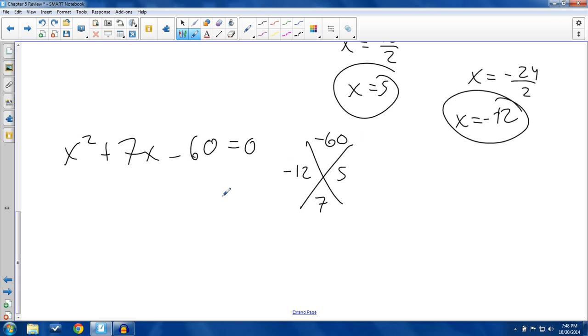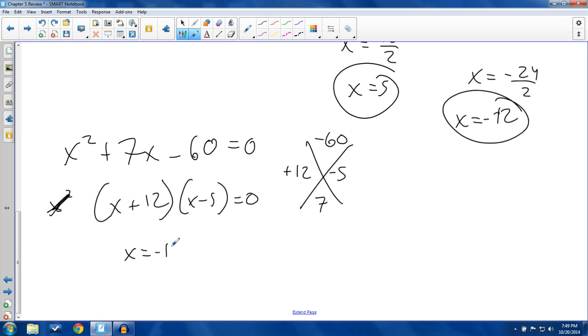Negative 12 times 5 is negative 60. Negative 12 plus 5 is 7. I'm sorry, I did that wrong. 12 minus 5. So that's (x plus 12) times (x minus 5) equals 0. So x equals negative 12, or x equals 5. Just by zero product property, you can kind of get to that step afterward. And we get the same answer as we got before.